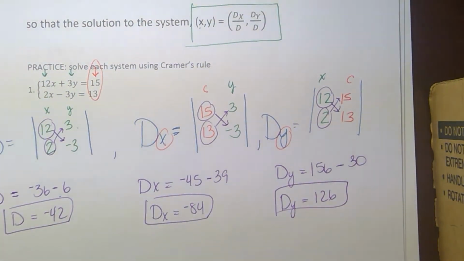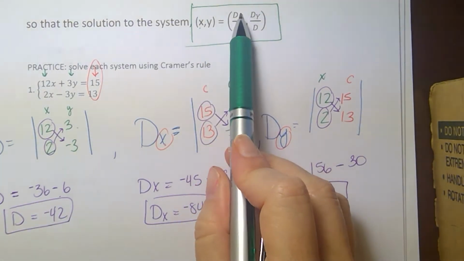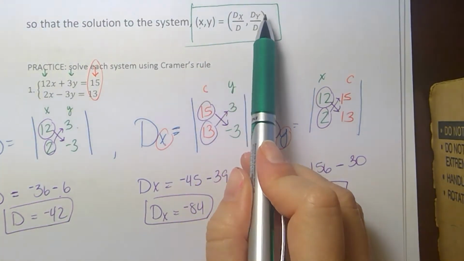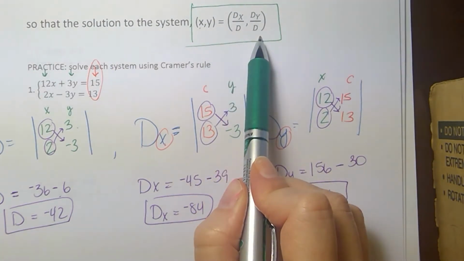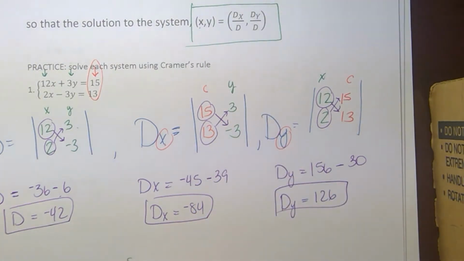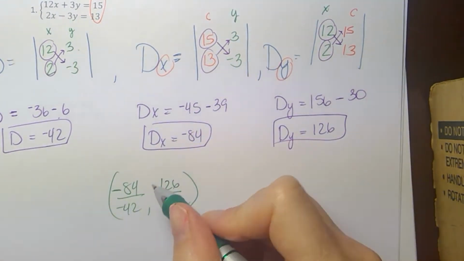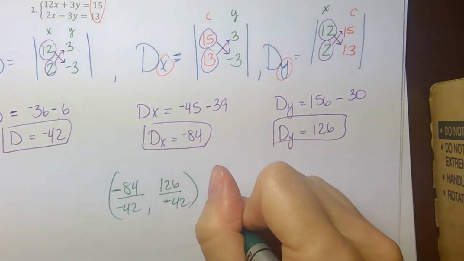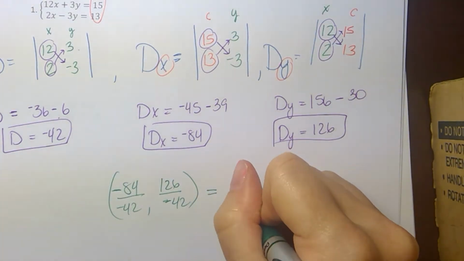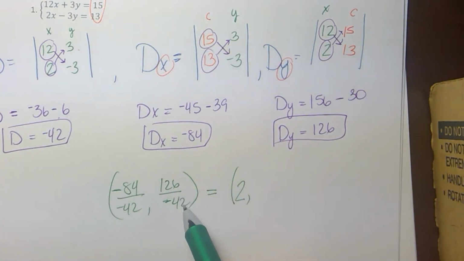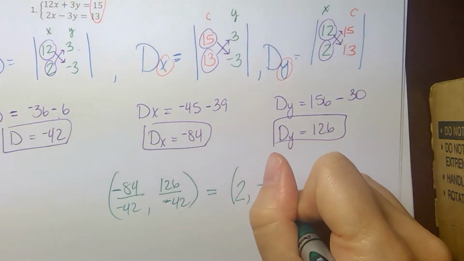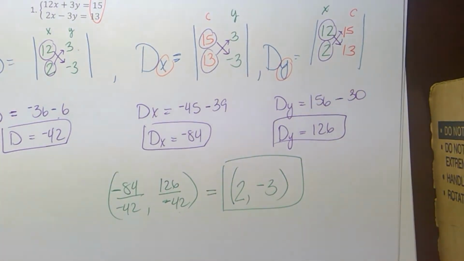Okay, now I need to put these together to give me the solution to the system. The solution x, y is d sub x over d and d sub y over d for the x and y coordinates. And I need to simplify. Negative 84 divided by negative 42 is a positive 2. Positive 126 divided by a negative 42 is a negative 3, and that's my solution.